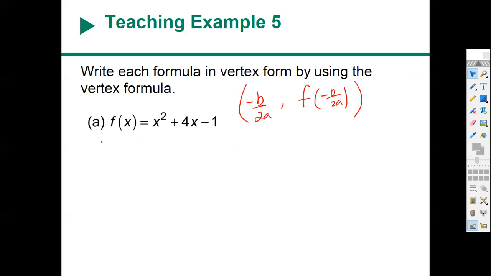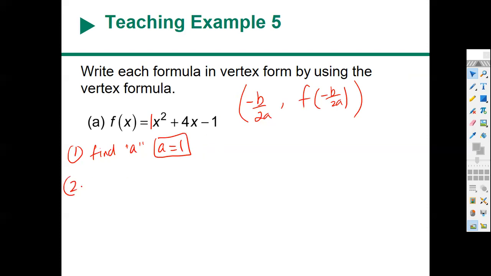Okay. So when you're going through this, step one is to identify your a. So step one is find a. So for this problem, a is invisible. A equals what? 1, right? Do we all agree? A equals 1.